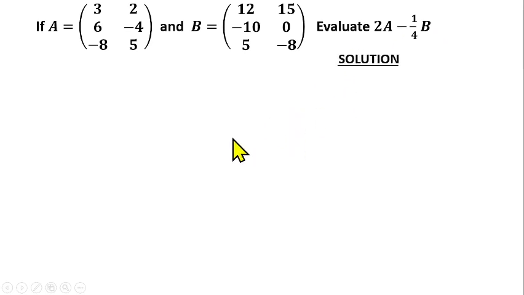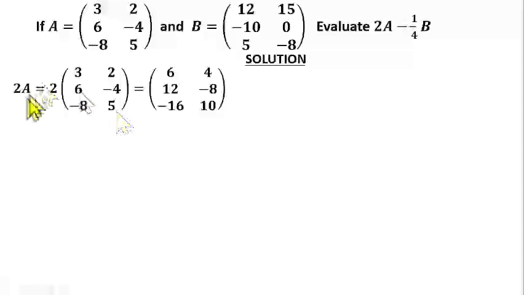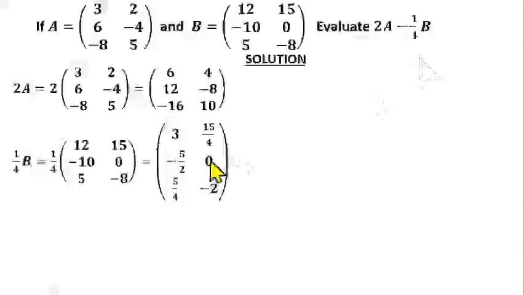So let's simplify 2A. That means you have 2 multiplying matrix A. So you'll have 2 times 3, that gives us 6. 2 times 2 gives us 4. 2 times 6 gives us 12. 2 times minus 4 gives us minus 8. 2 times minus 8 is minus 16. 2 times 5 is 10. So that means 2A gives us this matrix. Do we understand that?